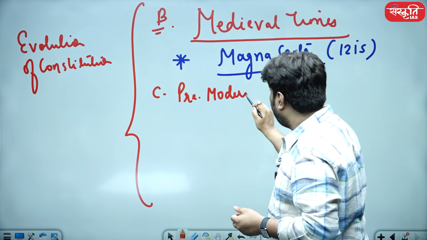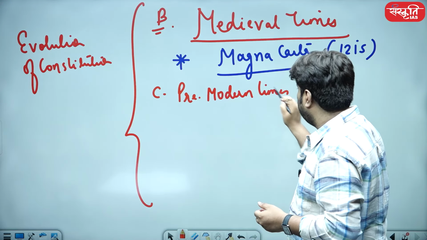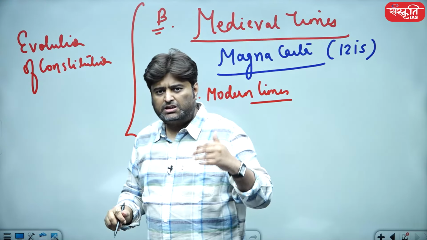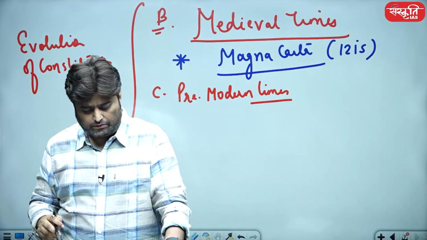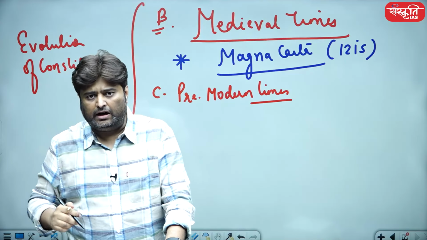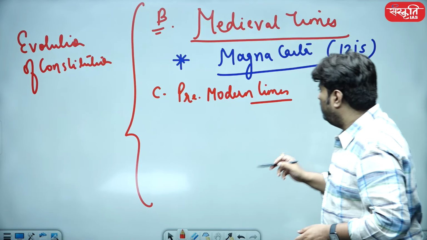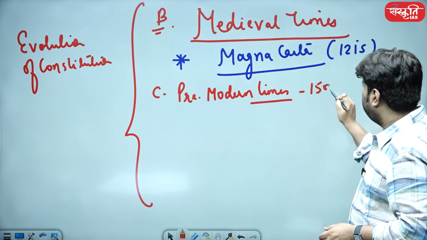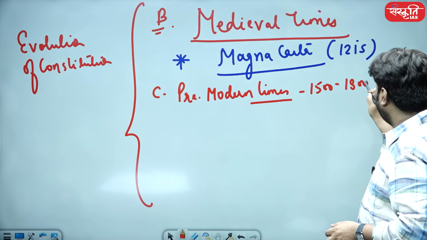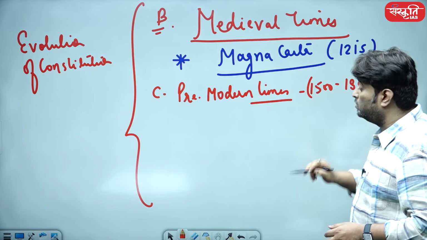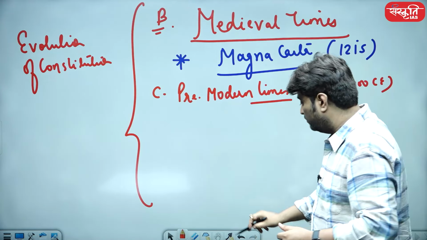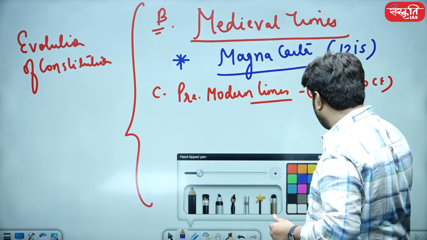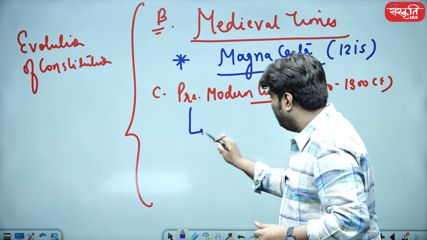Pre-modern time, modern era आने से पहले, pre-modern time, which means the time period between the 16th century to almost the 18th century, from 1500 to 1800. So during the pre-modern time, a lot of significant events took place which lead towards the creation of constitutional values. And one of the most important ones is Enlightenment.